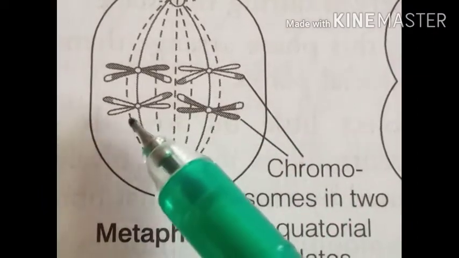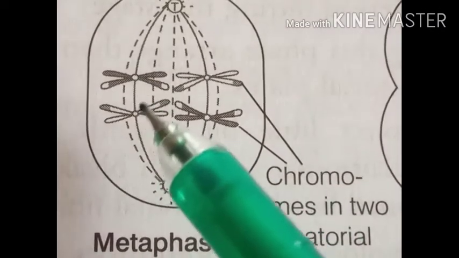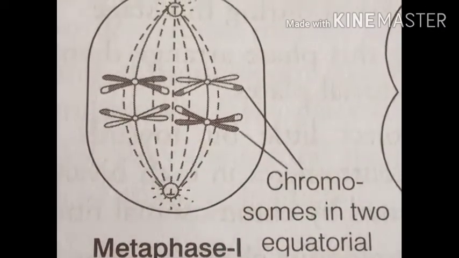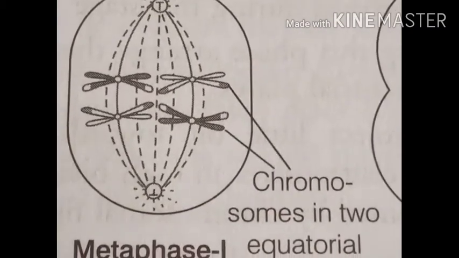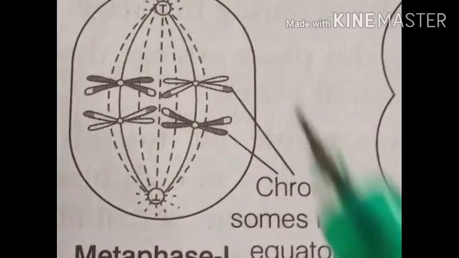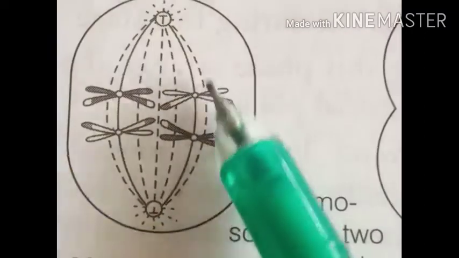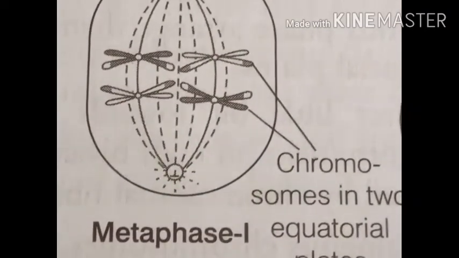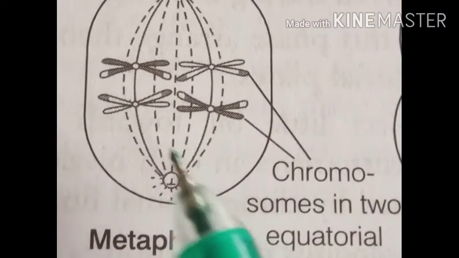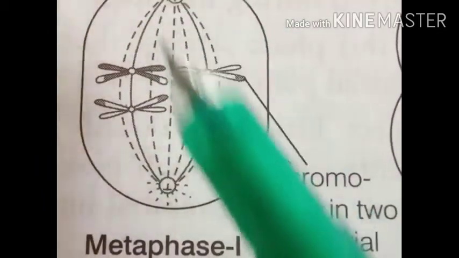The centromeres project a little towards the periphery, since there are two centromeres in each bivalent. Each centromere is joined by chromosomal fibers, and the fibers of the homologous chromosomes are always in opposite directions.